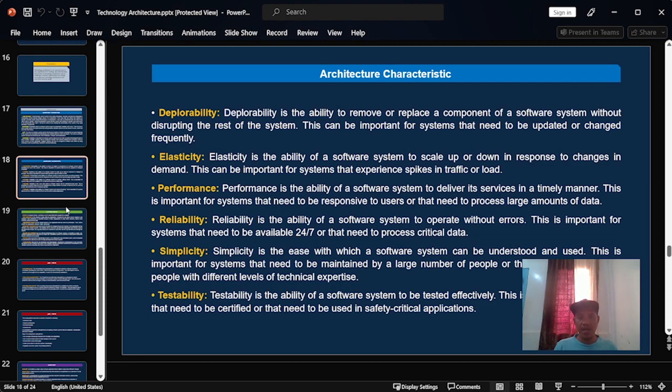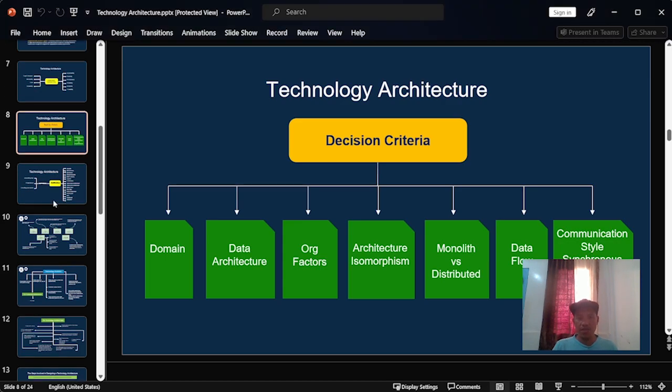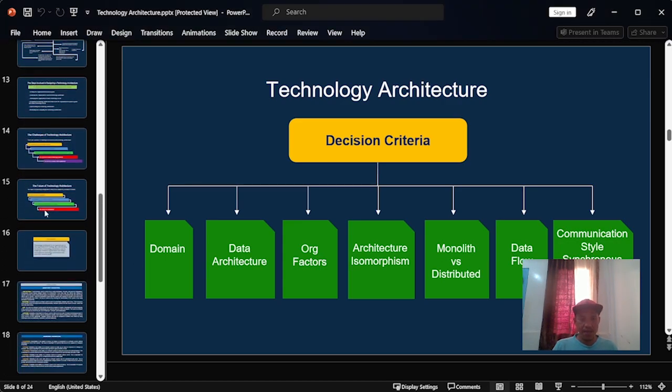So kasama na yun sa characteristic ng architecture. So under this technology architecture decision criteria, we have domain, data architecture, organizational factors, architecture isomorphism, and monolith and distributed. So this is many to discuss. Short definition of the terms.